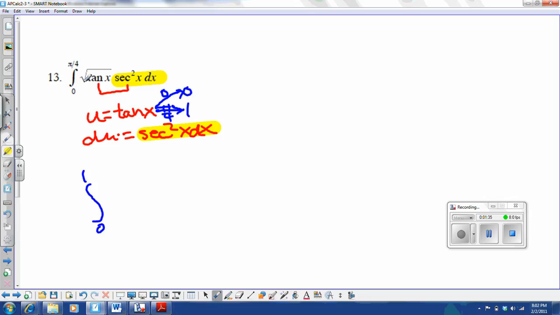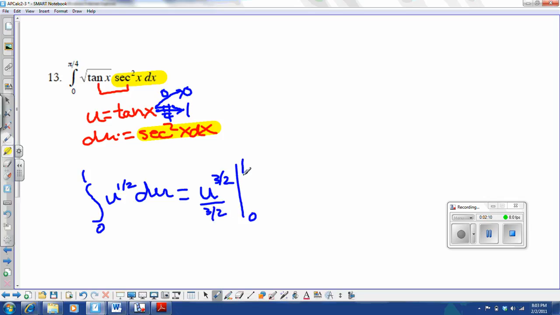Now making the substitution, I've got the square root of u, which is the same as u to the 1/2 power. And then highlighted here, du. So this integral is a lot easier to solve than what we started with. So let's go ahead and solve it. We need to use the reverse power rule here. So we're going to add 1 to the 1/2. So we get u to the 3/2 divided by 3/2. And that's it. We just need to evaluate from 0 to 1.